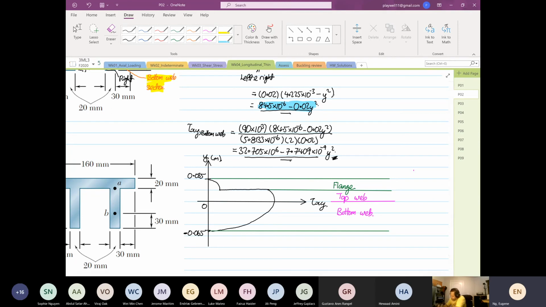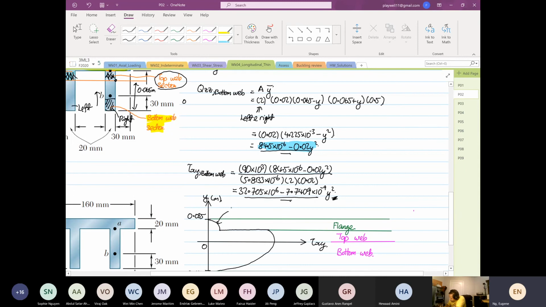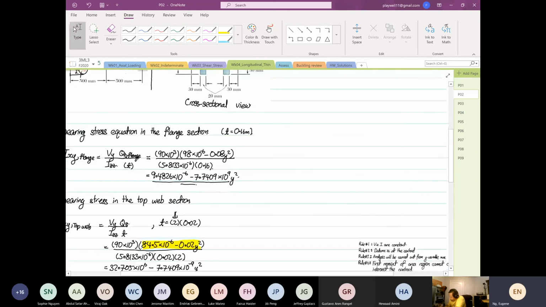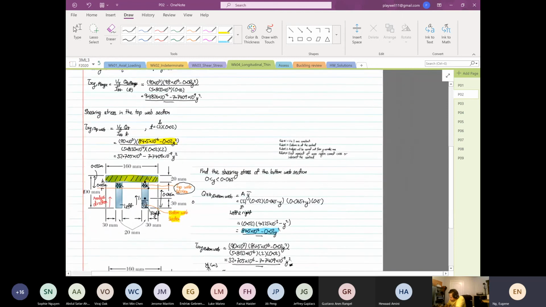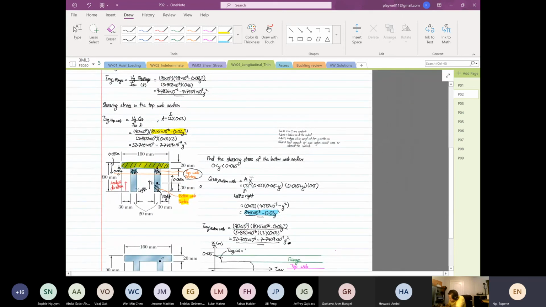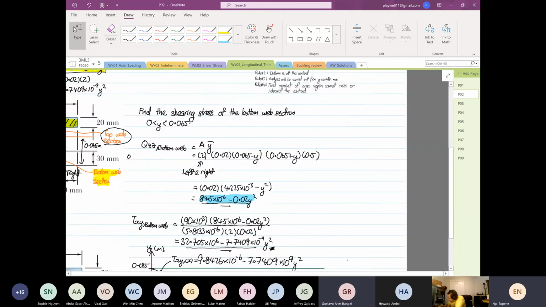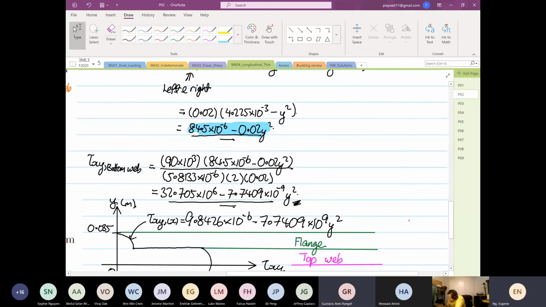So mathematically, let's look at the math, right? We know that the function over there is shear xy as a function of y, and this will be equal to this term over here: 9.8426 times 10 to the power minus 6, and then minus 7.7409 times 10 to the power of 9 y squared. And I think this one is also plus 9. Yes? That shear is supposed to be a function of y, not a function of x, right? Yeah, you got it right. Thank you. Okay.